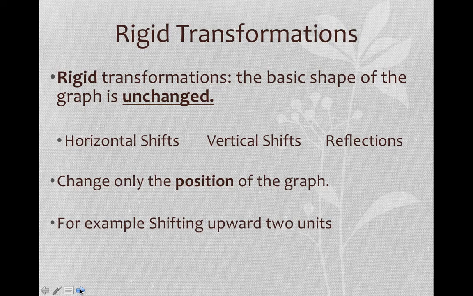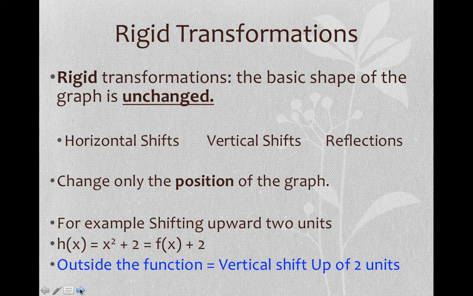Okay, an example would be shifting up 2 units. That's a rigid transformation. Like the problem that we did yesterday, h of x equals x squared plus 2. If it's outside the function, like we talked about in the previous PowerPoint, it's a vertical shift. Since this is plus 2, it's going to be a vertical shift up 2 units. This is an example of a rigid transformation.